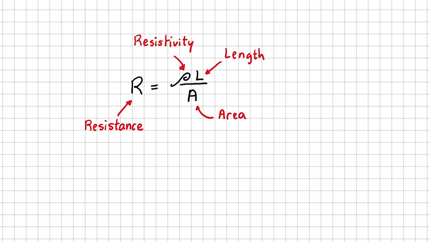Let's use dimensional analysis to work out the units for resistivity. I'll rewrite this first to get resistivity as the subject. The unit of resistance is ohms, units of cross-sectional area is meters squared, and length is just meters. So the unit of resistivity is ohm meters.